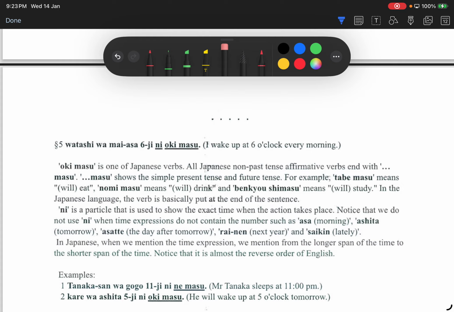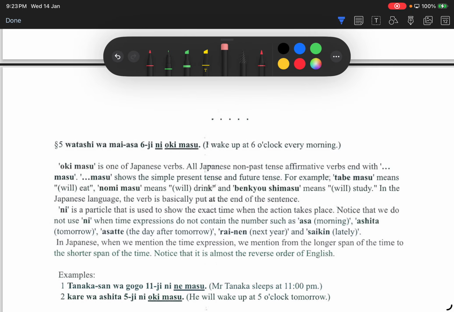So you understand already? The general rule is for time we don't need to put any particle. However, if there is a number, it's better to put the ni particle in to show that it's exactly in that month, at that time. You got what I said? Any questions?